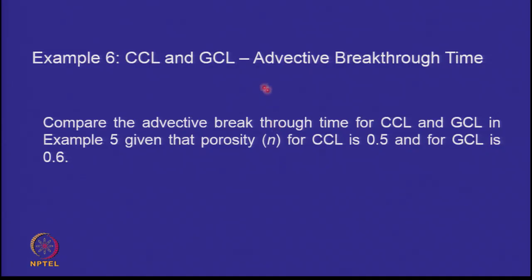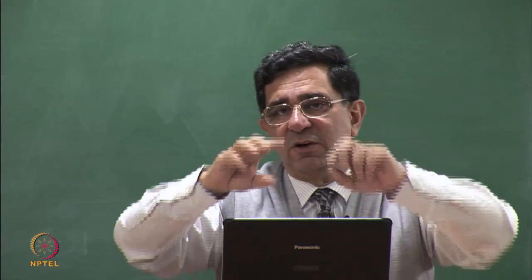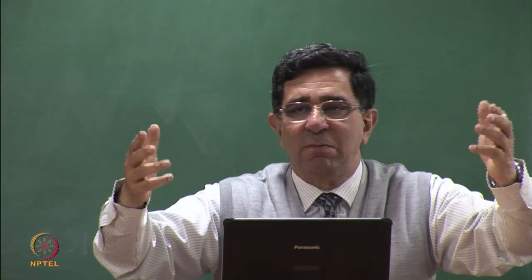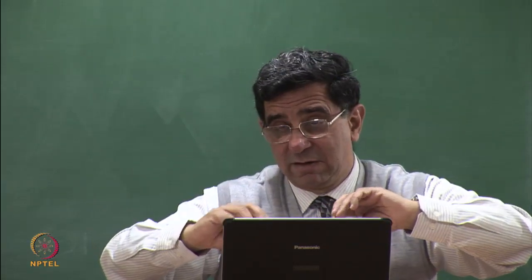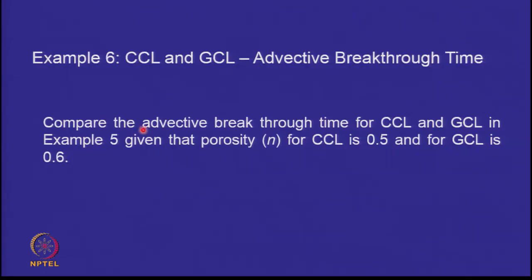We would like to compare the advective breakthrough time. That means, in how much time does the leachate come below the liner? As far as your design is concerned, this is an impervious layer. One is thin, one is thick; one is low permeability, one is slightly higher than the low permeability of the GCL. Now, what we are saying is, compare the advective breakthrough time for CCL and GCL in the previous example. The additional data that is given to you is that the porosity for the compacted clay liner is 0.5 and the porosity for the geosynthetic clay liner is 0.6.